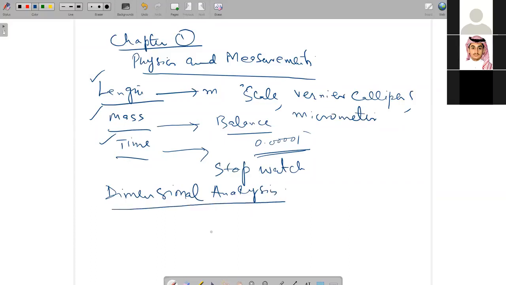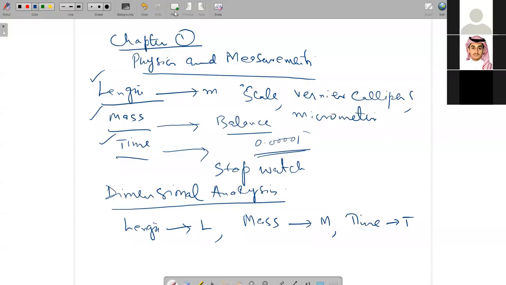Last time I discussed with you some dimensions. Some dimensions you must remember, like area, volume, and force. And last time I discussed that length we represent by L, mass we represent by M, and time we represent by capital T.